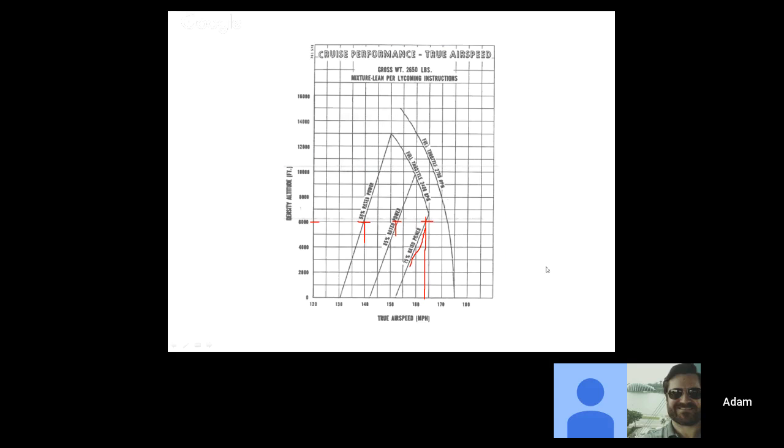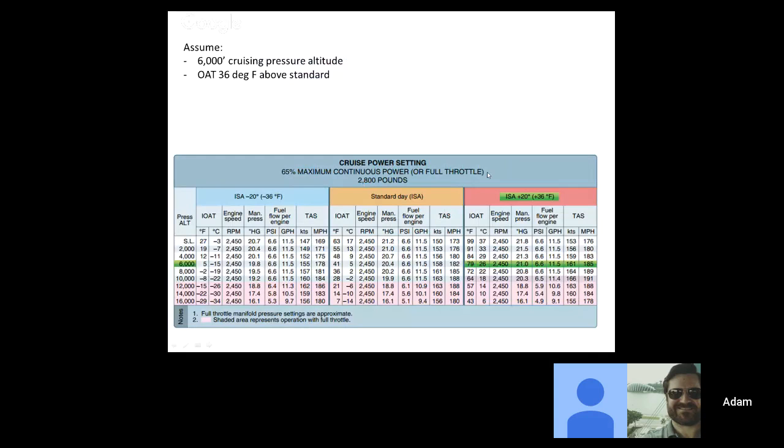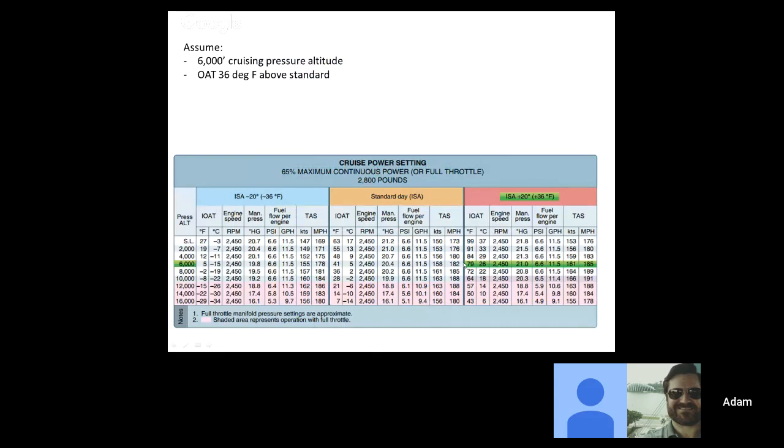So that's cruise charts. Usually, to be honest with you guys, power setting tables, and range and endurance graphs or charts are the most standard that you'll find. How far can I fly? How long can I fly? And in order to achieve that, what are my power settings based on certain ambient conditions? And how fast can I fly? What is my true airspeed going to be?